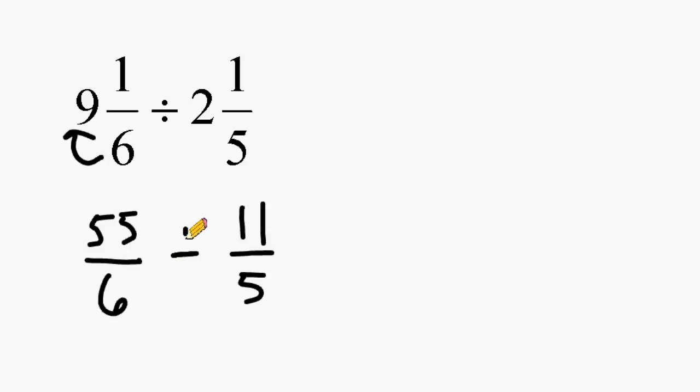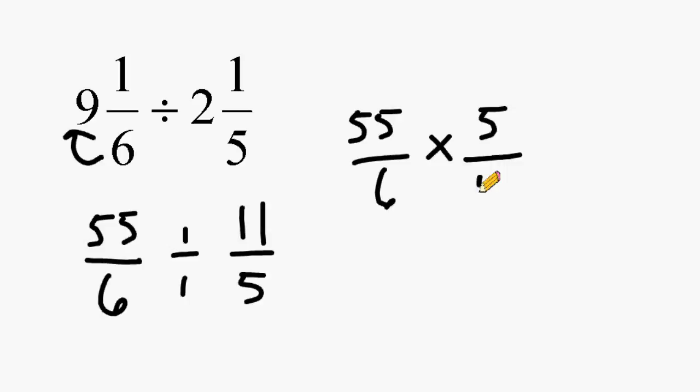Now for this problem, let's use the keep, change, flip method. We're going to start by keeping 55/6, and we are going to multiply that by the reciprocal of 11/5, which is 5/11. And the reason I chose this strategy is because I knew that this 11 was going to be moved down to the bottom, and I know that 11 and 55 share a common factor of 11. And I know that the cancellation would make our job a little bit easier with this example. 11 fits inside itself once, and 11 can be divided into 55 a total of 5 times.